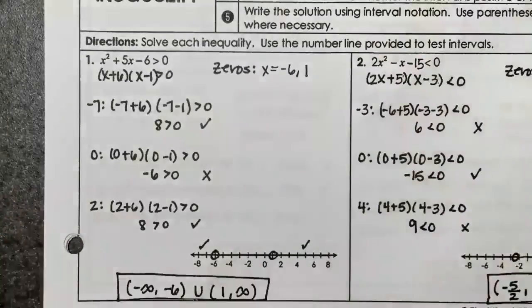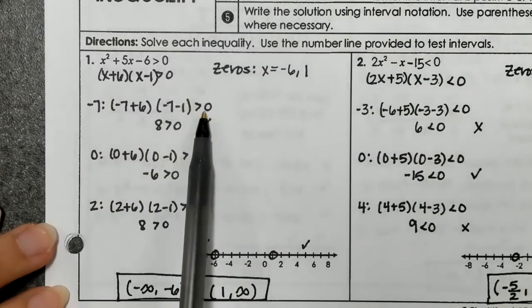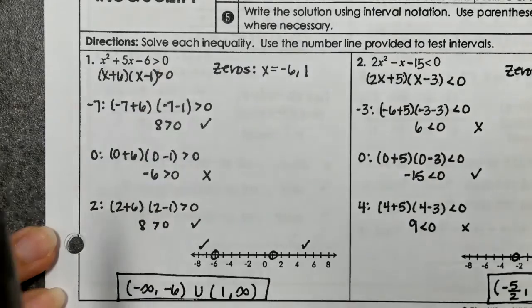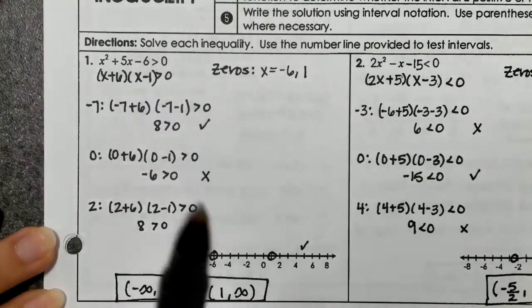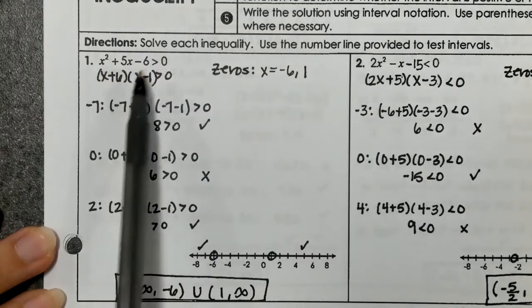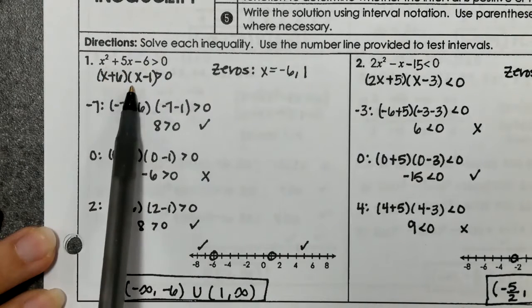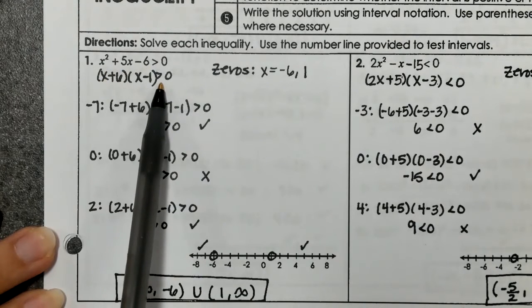All right. So number 1 says x squared plus 5x minus 6 is greater than 0. Okay, so they already have one side 0 here. They already did that for us. So now step 2, factor the polynomial completely. All right, so now we're going to factor it. So we factor this to get x plus 6 and x minus 1 is greater than 0.